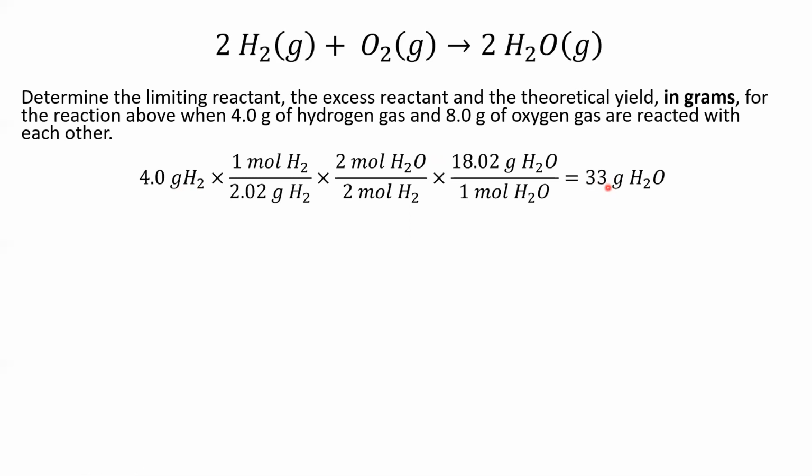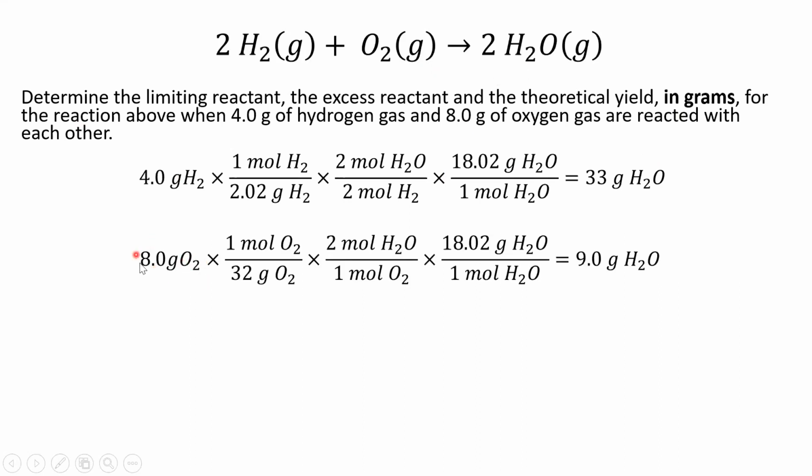Okay, so the same concept. I want you to take 8.0 grams of oxygen and figure out how many grams of water we can produce. Same idea, you're doing a stoichiometry problem. You're going from grams of oxygen to grams of water. So 8.0 grams of oxygen, we're going to go from grams of oxygen to moles of oxygen. Again, this is off the periodic table.